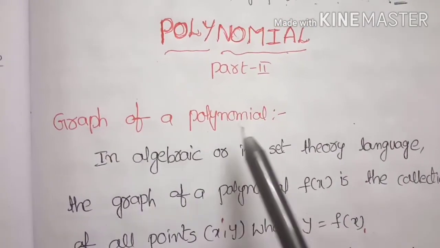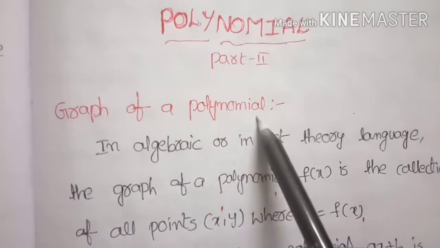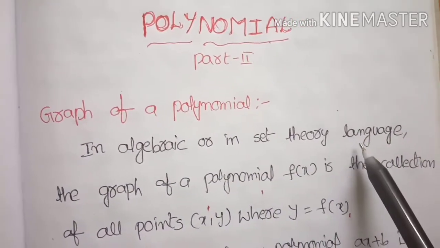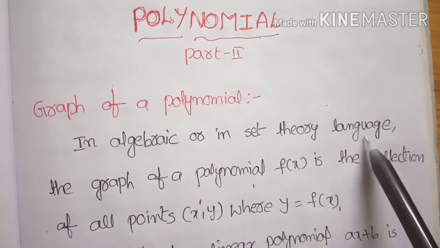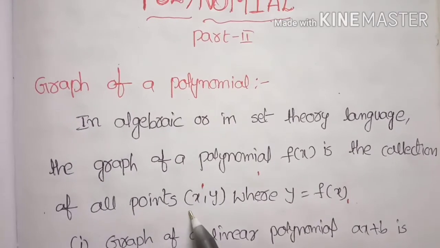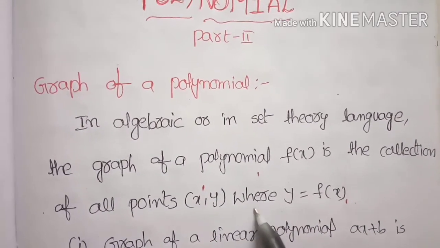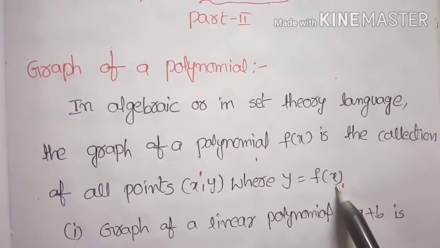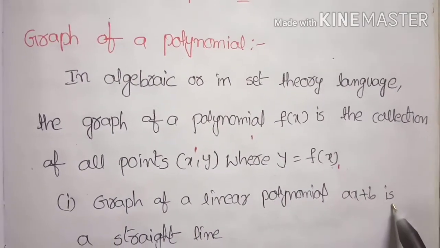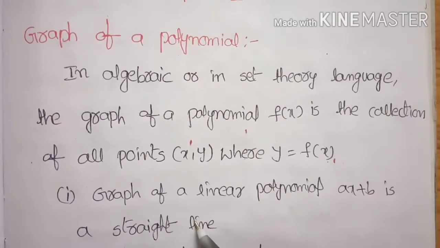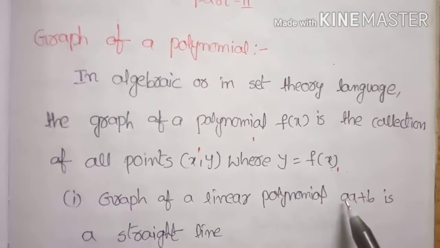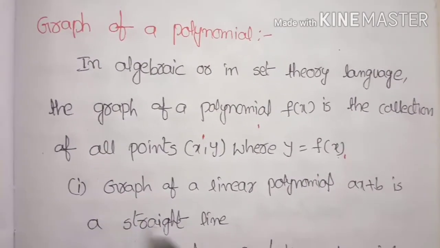Graph of a polynomial. In algebraic or set theory language, the graph of a polynomial f of x is the collection of all points (x, y) where y is equal to f of x. Then the graph of a linear polynomial ax plus b is a straight line.